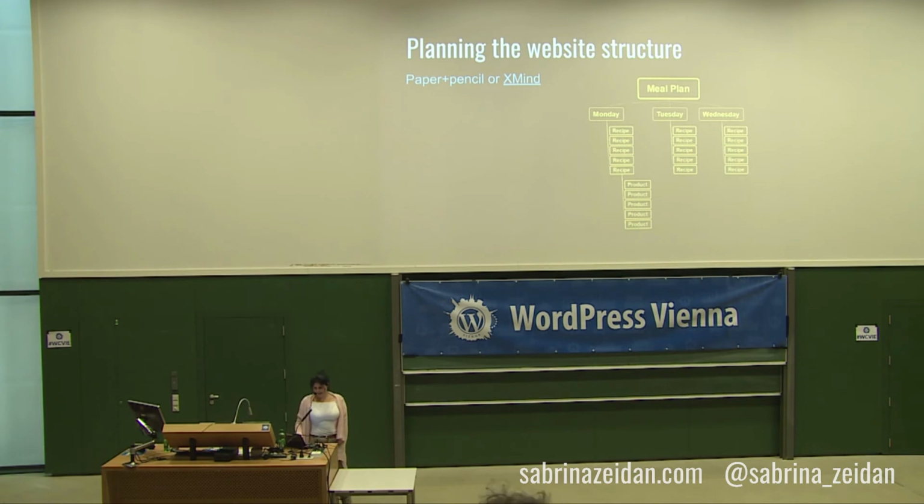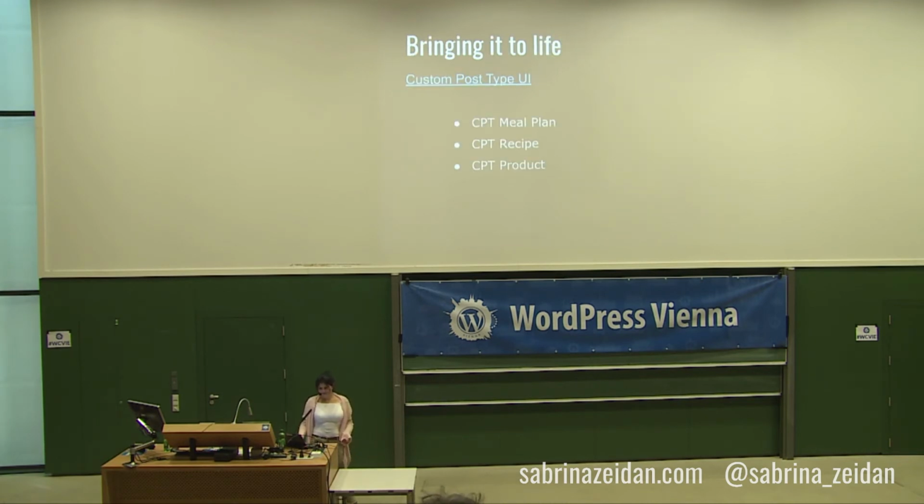After we planned the content, it was obvious that three custom post types were needed: meal plan, recipe that goes into the meal plan, and products that go into the recipe. To create them, we used the Custom Post Type UI plugin, which made it pretty easy to create custom post types and set the settings for each of them.